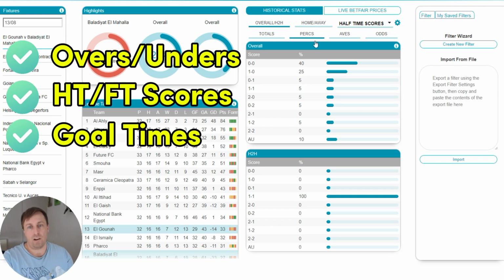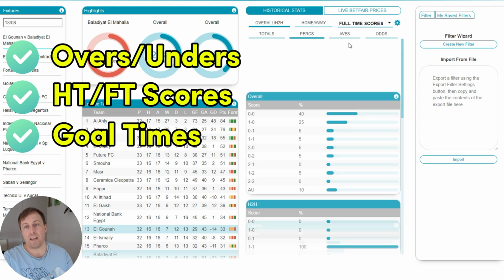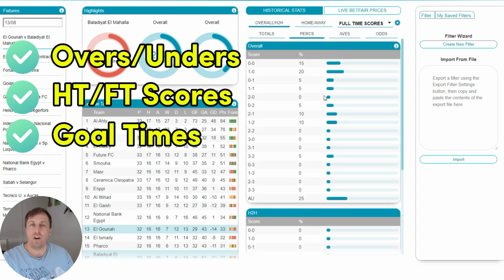But it's really interesting, right, to look at the halftime scores. And then I look at the full-time scores. You kind of know what the full-time scores are going to be roughly, because you've already looked at them with the first one, overs and unders. So we know that 40% of the games are going to be 0-0, 1-0 or 0-1. But it's nice to actually see that and see how that happens.